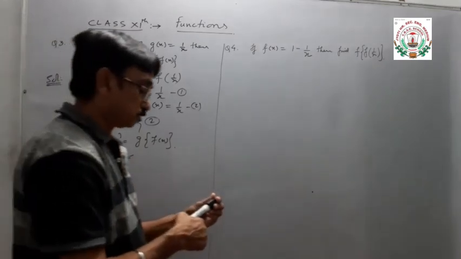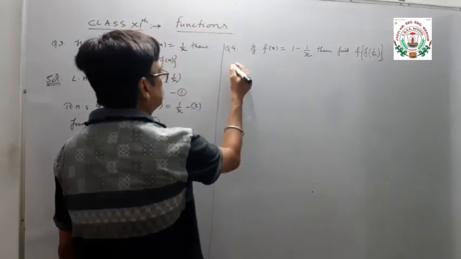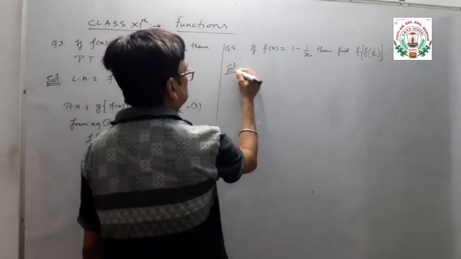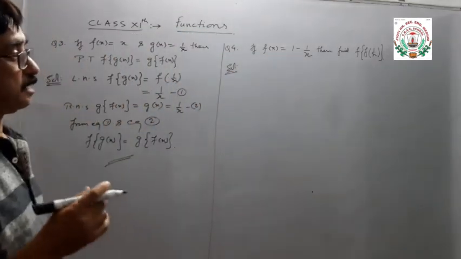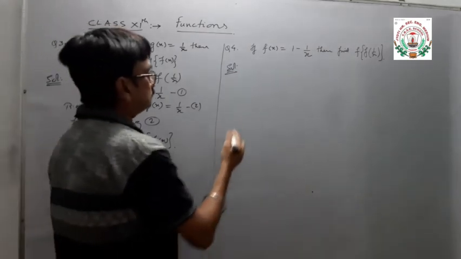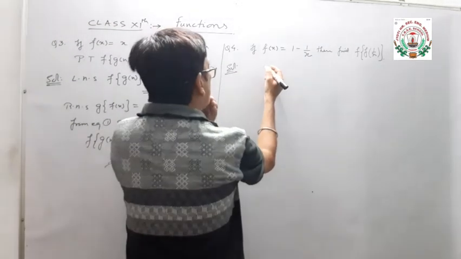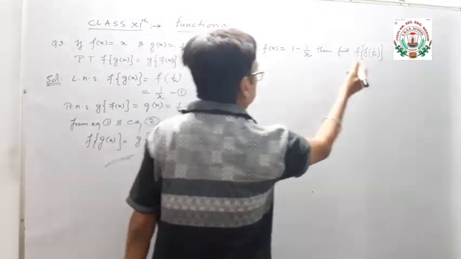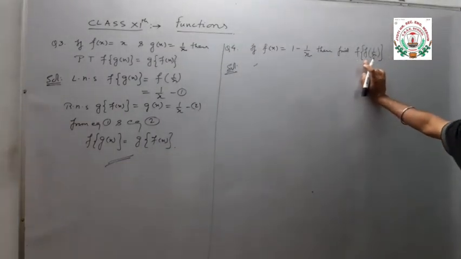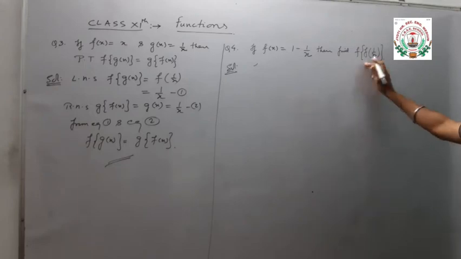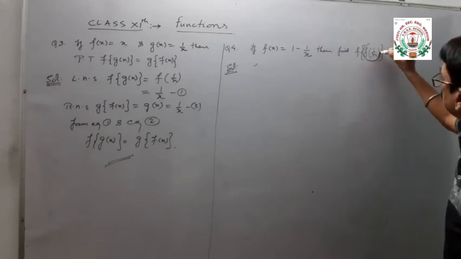Now we come to question number 4. Very important question it is. Solution. f of x is given 1 minus 1 by x. Okay, so first what I have to calculate here is f of 1 by x. So first of all I will calculate its value.